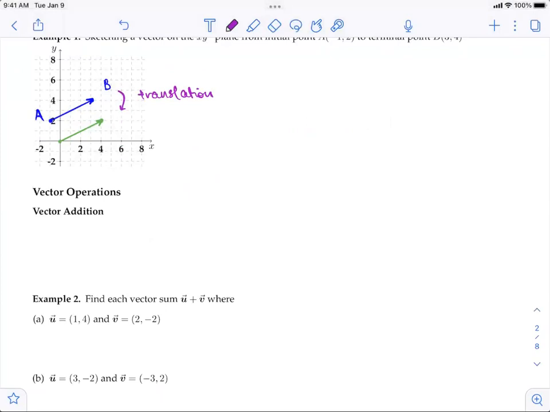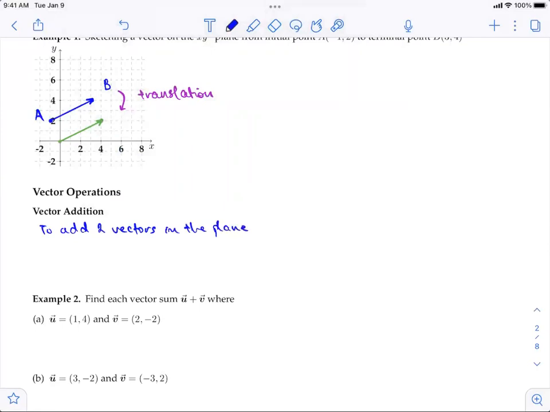All right, so the next thing we're going to consider is vector operations. Right? There are two basic operations that we can perform on vectors. The first one is vector addition, and the second one is scalar multiplication. Right? And vector subtraction is actually related to vector addition, and we'll see that in a few minutes. Right? But first, you can perform vector addition on vectors. So to add two vectors in the plane.